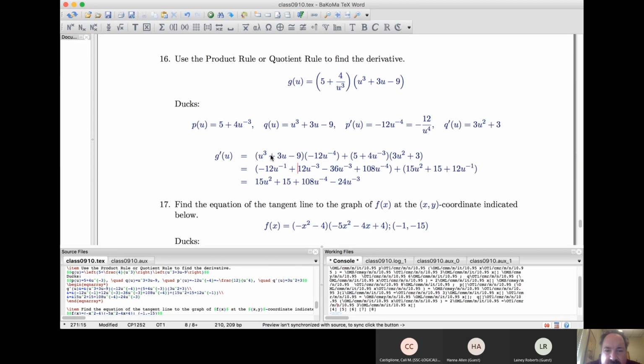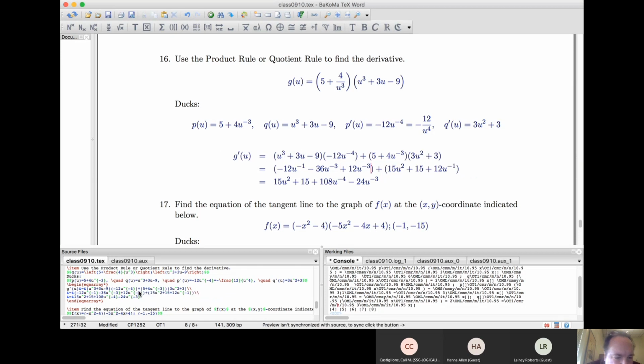So here I have minus 12 u to the 3 minus 4, which would be minus 1. And then here, 3 times minus 12, minus 36 u to the 1 minus 4, so that's u to the minus 3. And then I have minus 9 times minus 12, which is plus 108 u to the minus 4.